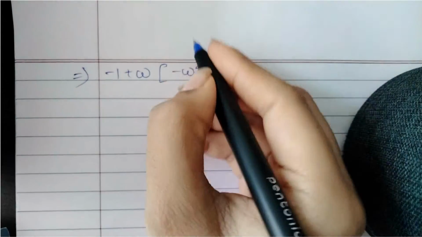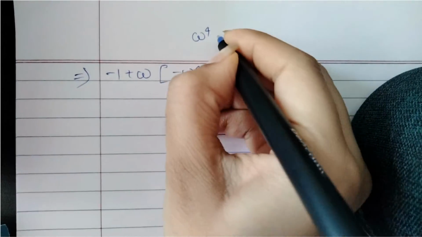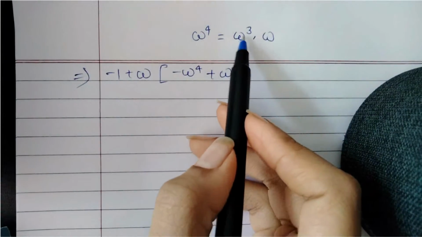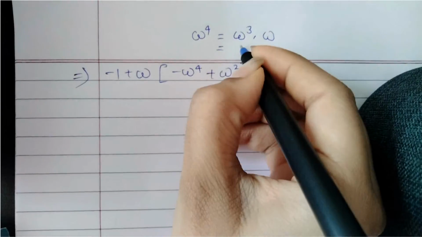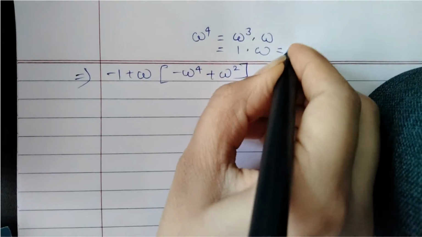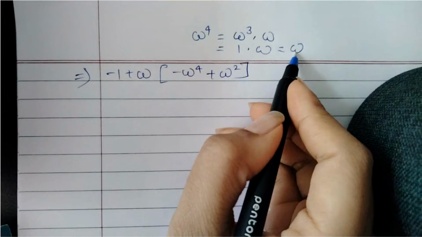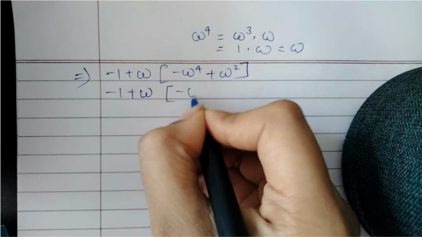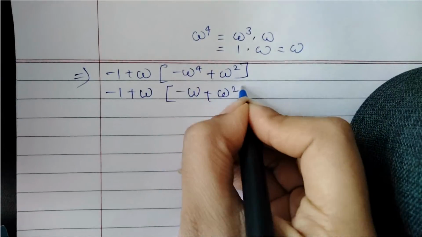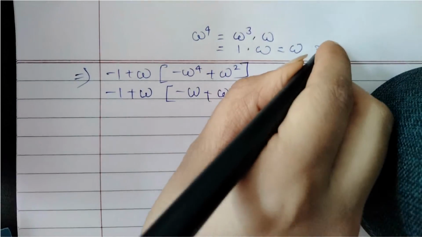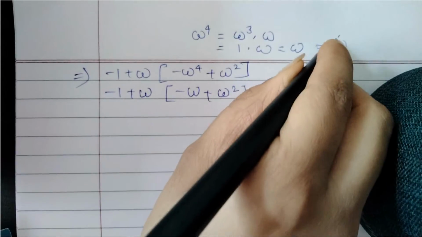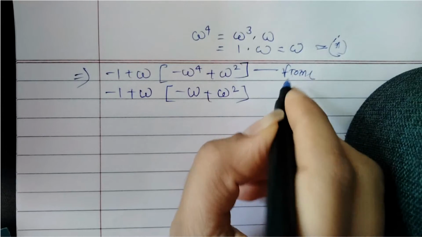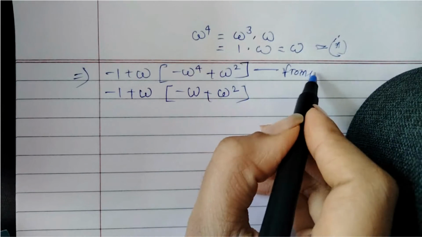Let us simplify it. Remember that we can write omega to the power 4 as omega to the power 3 into omega. As we know that omega to the power 3 is 1. So 1 into omega is omega. So omega to the power 4 can be written as omega, right? So minus 1 plus omega into minus omega plus omega square. From this second equation that we have got, we are writing this. Okay.